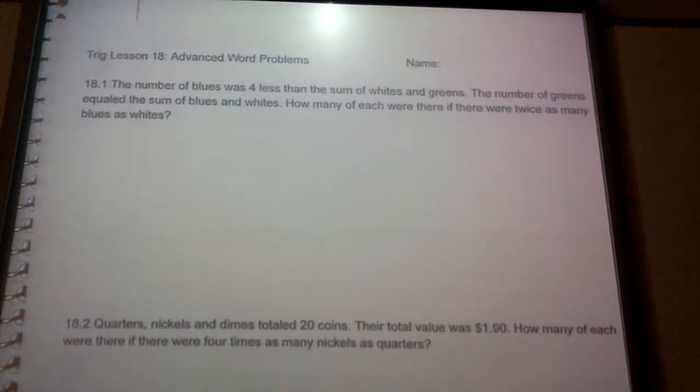And I printed them out so we can write directly on here. So here we go. And if you want a copy, just tell me. I can email you a copy. So here we go. We're going to jump in.